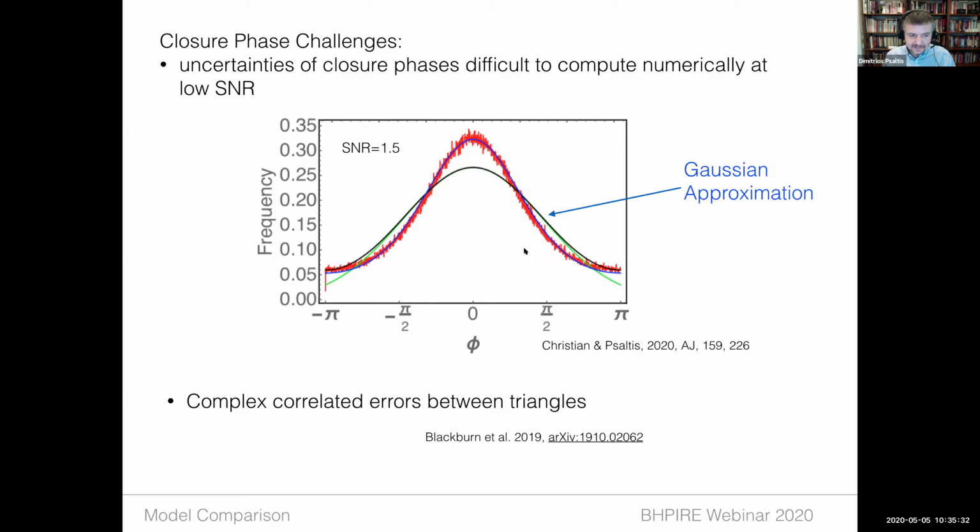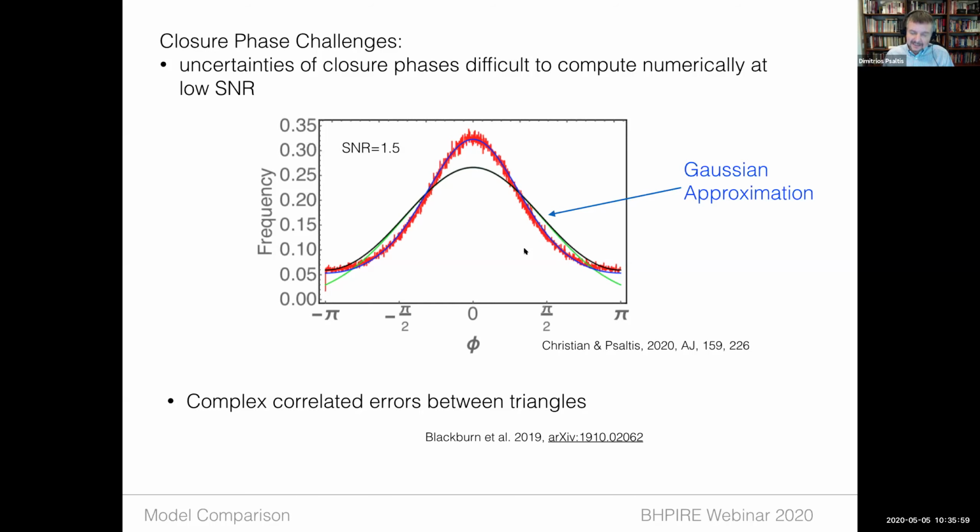The second challenge is the fact that different triangles of baselines share the same baselines. You can have a triangle with three baselines and then a triangle with another three baselines, but sharing one, which is what we usually do. The correlated errors between the triangles are actually quite complex to calculate. That is, the off-diagonal terms of the covariance matrix of the closure phases.